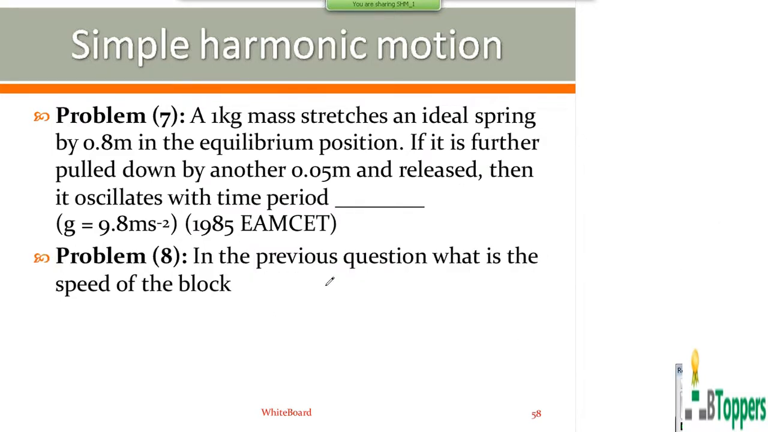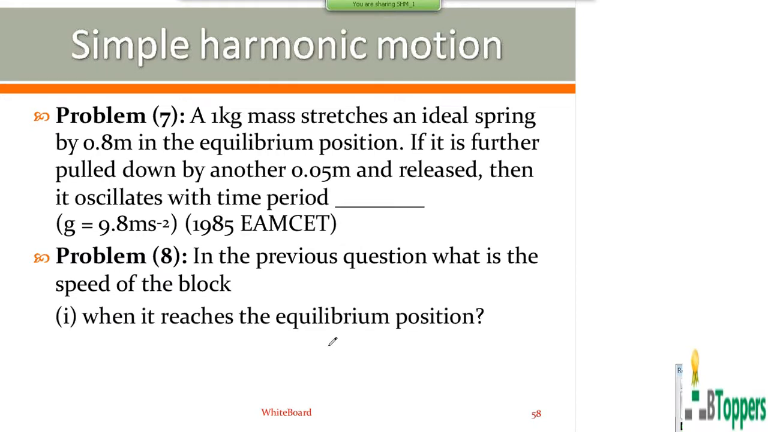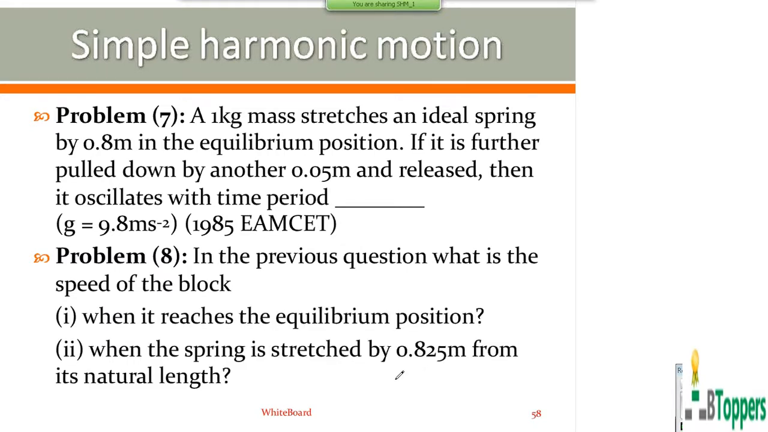So the next problem, problem 8, is based on the same question. The previous question: what is the speed of the block when it reaches the equilibrium position? Second part of the question: when the spring is stretched by 0.825 meters from its natural length. The equilibrium position means the mean position. The magnitude of the velocity of the block will be maximum at the mean position or equilibrium position, as in simple harmonic motion.